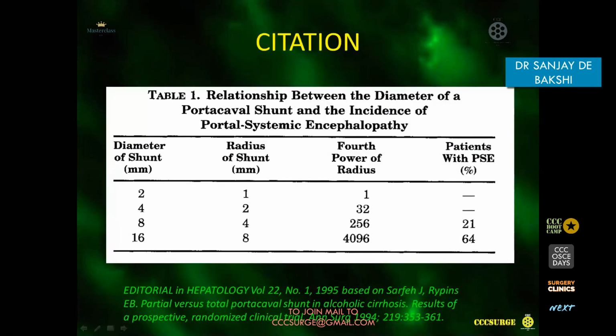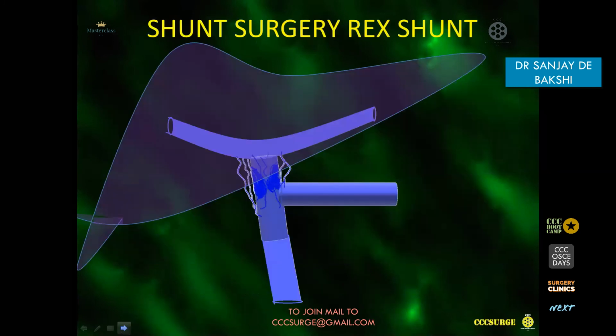So that was Sarfeh's paper, and that was way back in 1995. That was what he described, and that was the radius of the shunt. That was from his table, and this was the editorial. It was such a sentinel paper that people put it out in the editorial in Hepatology. Okay, right.